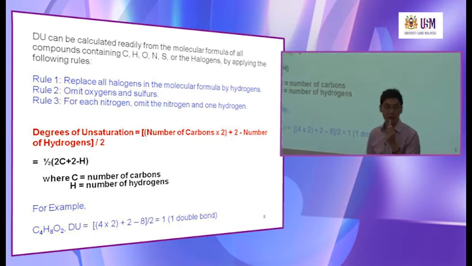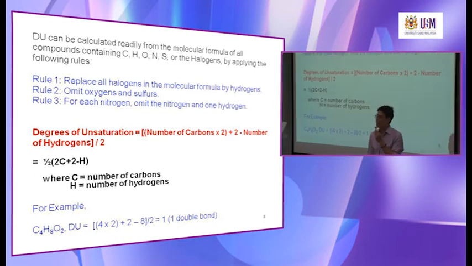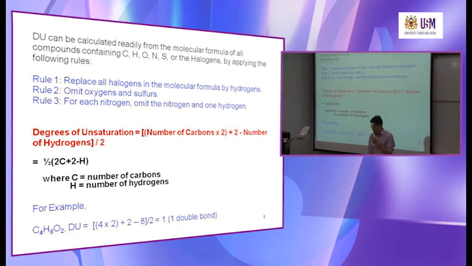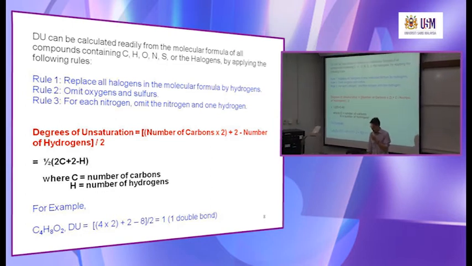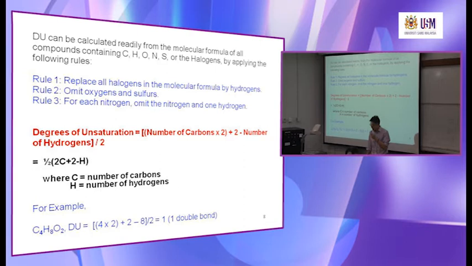There are some rules that you need to follow before you can calculate a degree of unsaturation. Degree of unsaturation can be readily calculated from the molecular formula of all compounds containing carbon, hydrogen, oxygen, nitrogen, and sulfur, or halogens, by applying the following rules. So you need to remember the three rules. Rule number one: replace all halogens in the molecular formula by hydrogen.